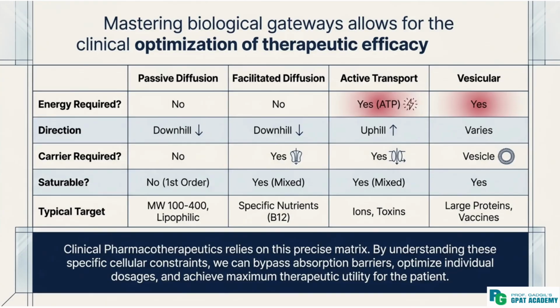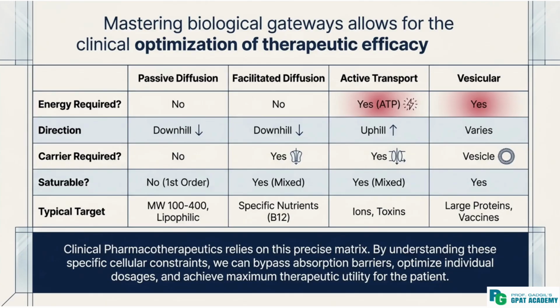Next, we will discuss various comparisons. Energy is required for active transport and vesicular transport. The direction for passive diffusion and facilitated diffusion is downhill, while for active transport it is uphill and varies for vesicular. A carrier is required for facilitated diffusion and active transport, as well as a vesicle for vesicular transport, but no carrier is required for passive diffusion.